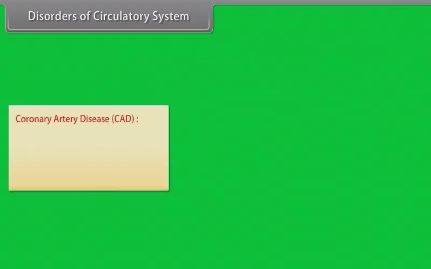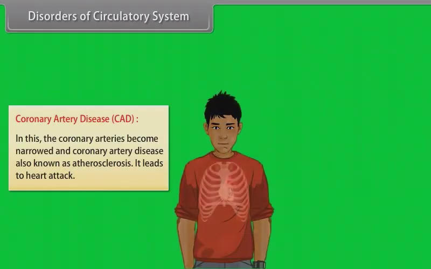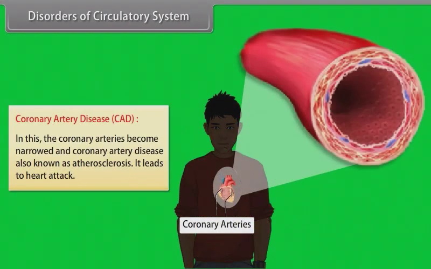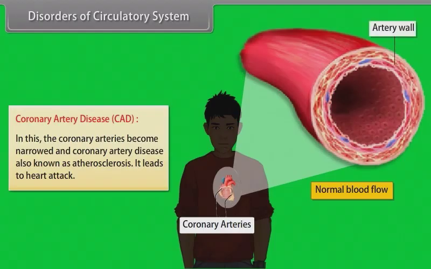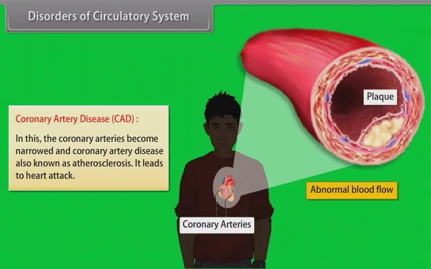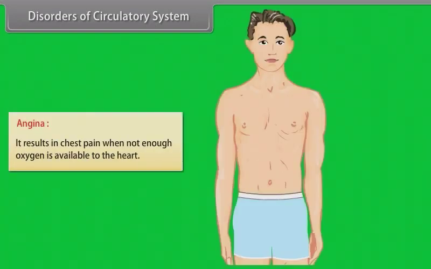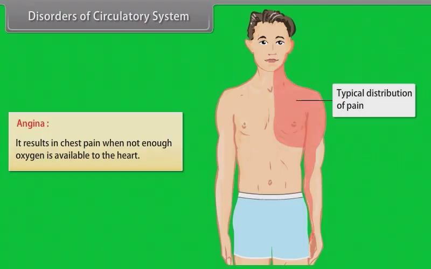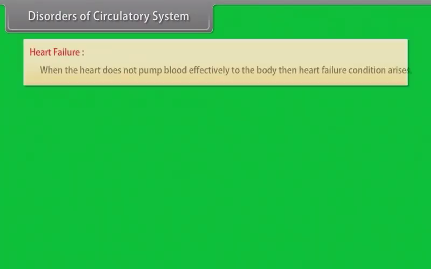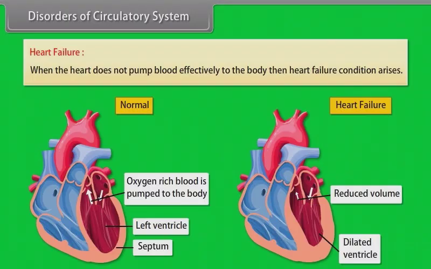Coronary artery disease or CAD. In this, the coronary arteries become narrowed, a condition also known as atherosclerosis. It leads to heart attack. Angina. It results in chest pain when not enough oxygen is available to the heart. When the heart does not pump blood effectively to the body, the heart failure condition arises.